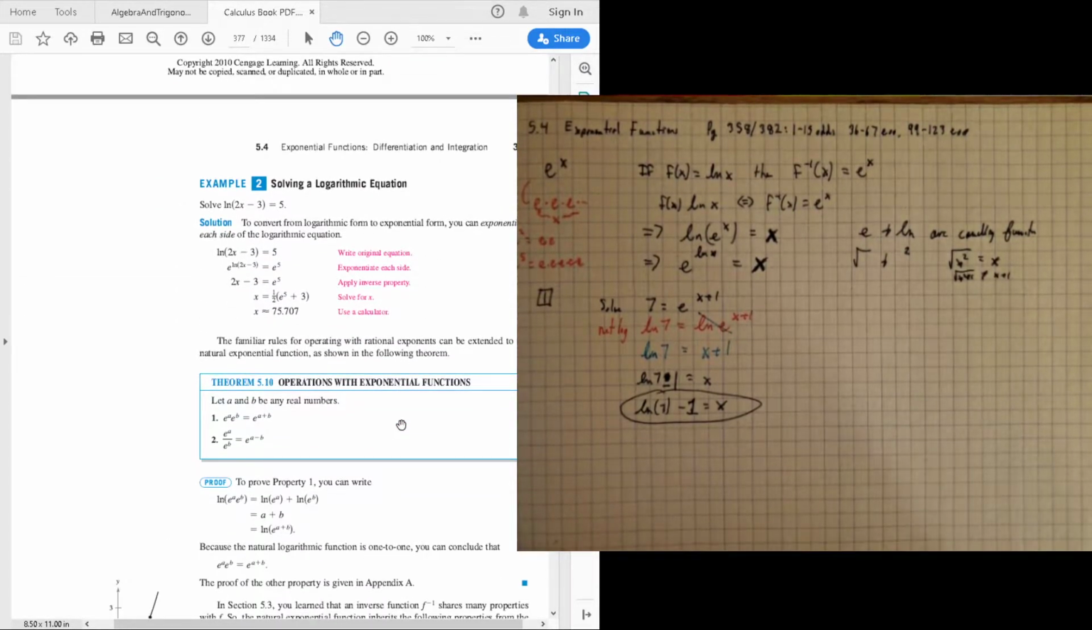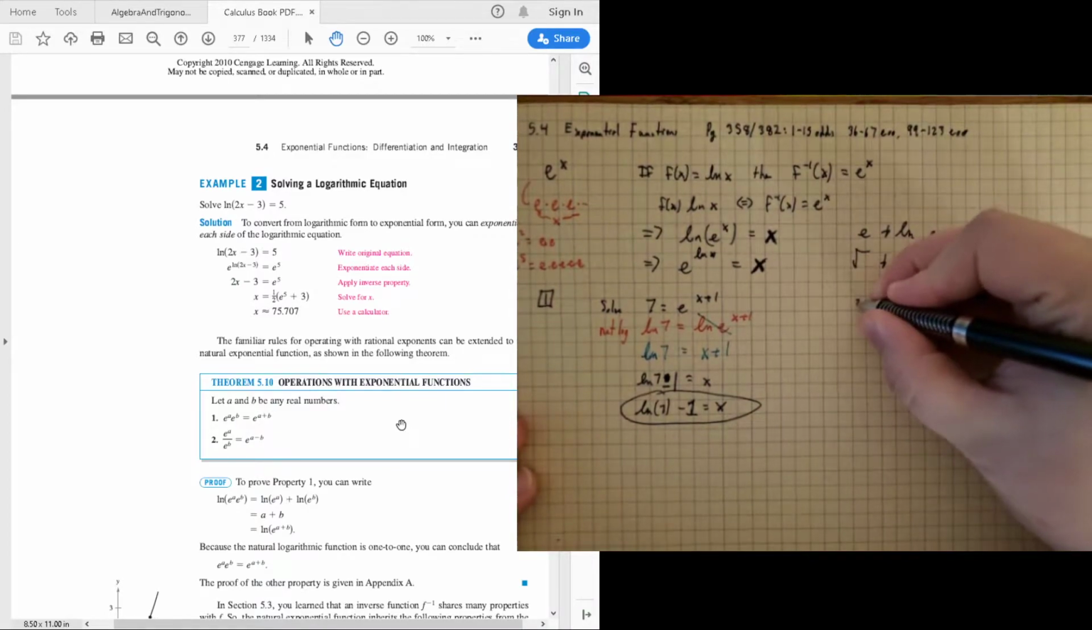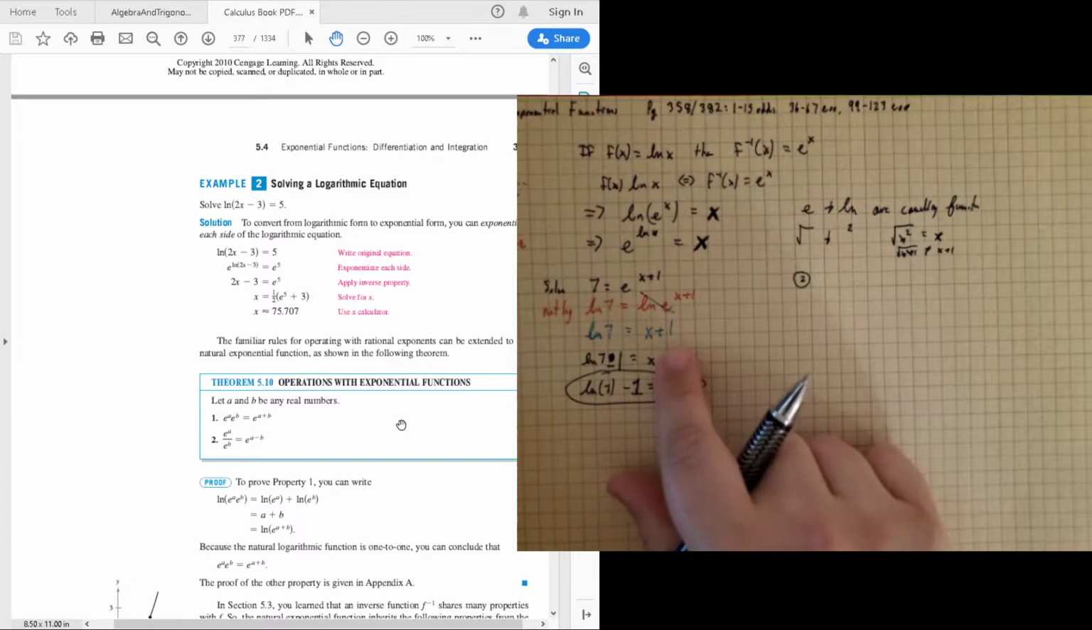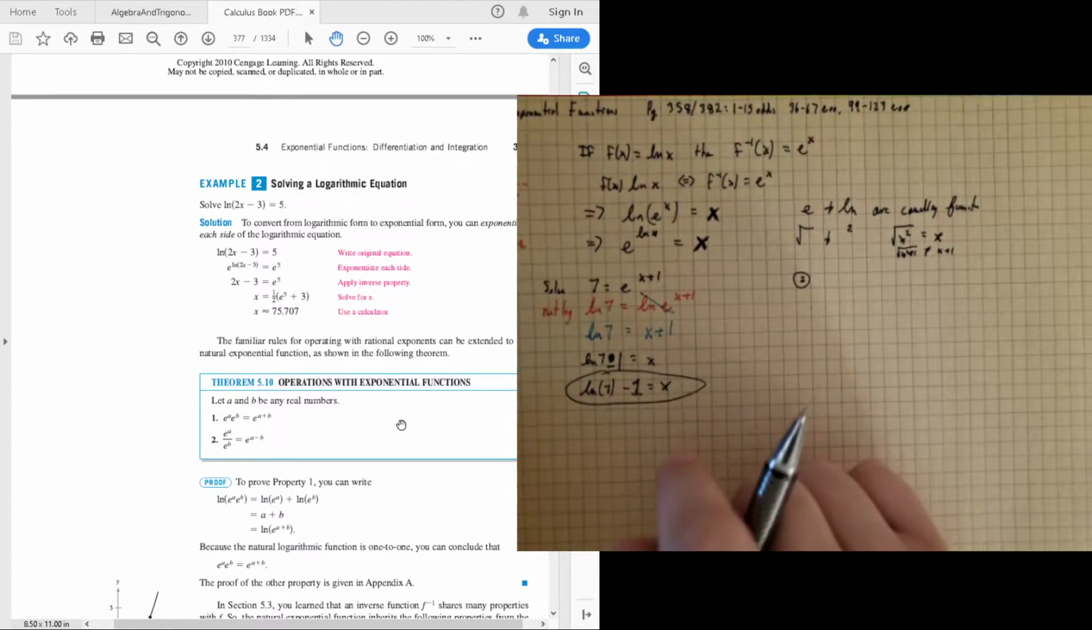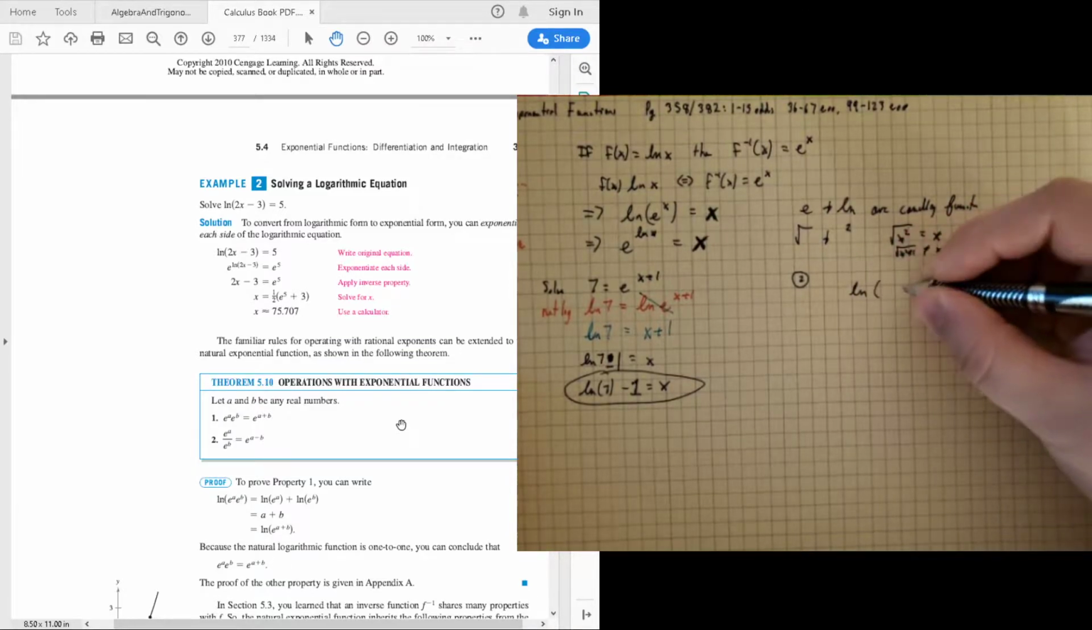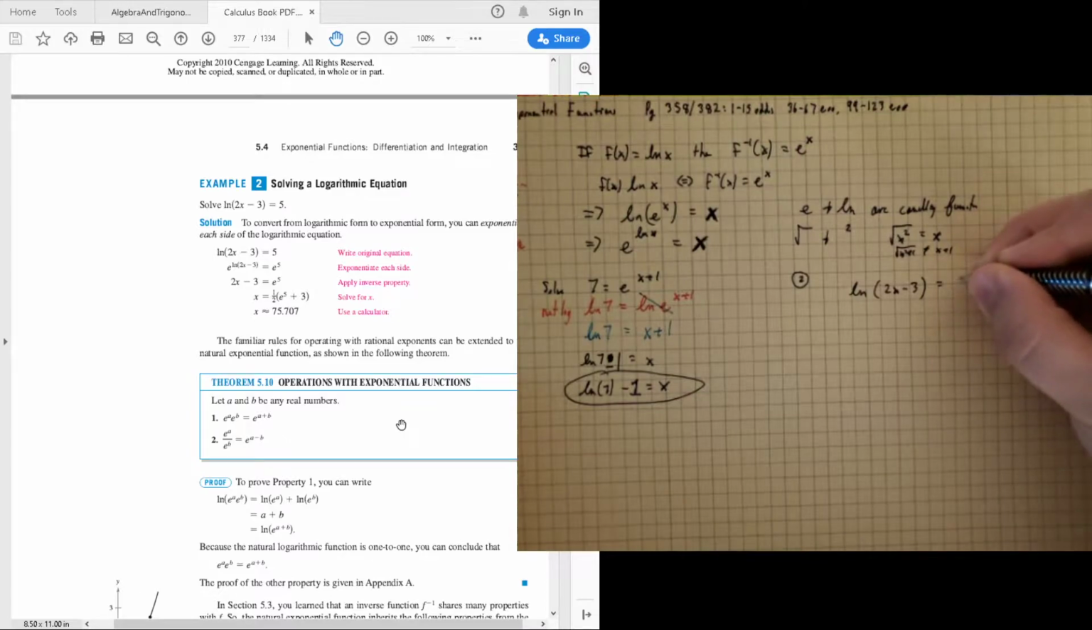And of course, if you can do it one way, you can do it another way. So in this example, we're going to, instead of using a natural log to get rid of e, use e to get rid of a natural log. So here's our equation. ln of 2x minus 3 equals 5. And what this means is we have a function that we're going to need to solve for x.